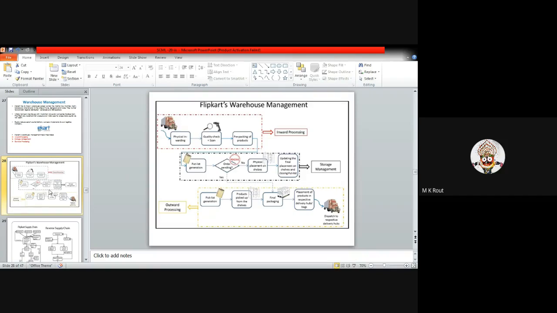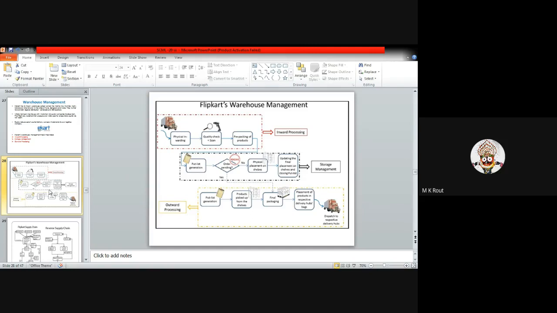In case of inward processing, it starts from physical inwards by different carrier trucks. The next step is directly shipped to quick check and scan. The next is pre-packaging of product. The combination of physical inwards through the trucks, then quick check plus scanning of the particular product, and pre-packaging of product is under inward processing.